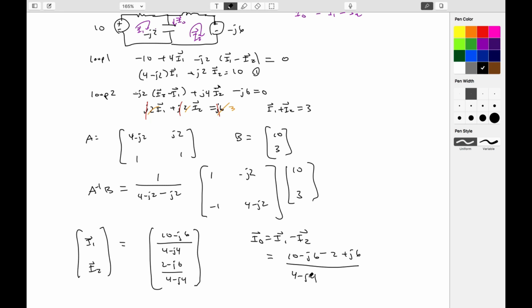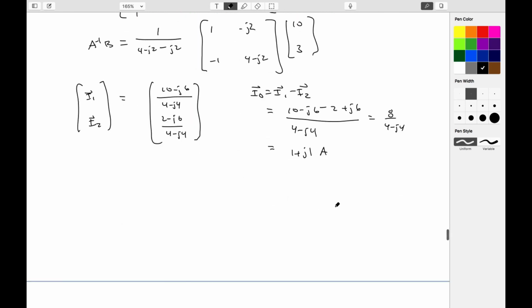Okay, and that becomes equal to 8 over 4 minus j4, which is equal to 1 plus j1 amps.